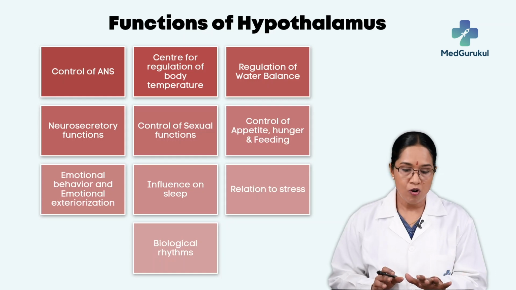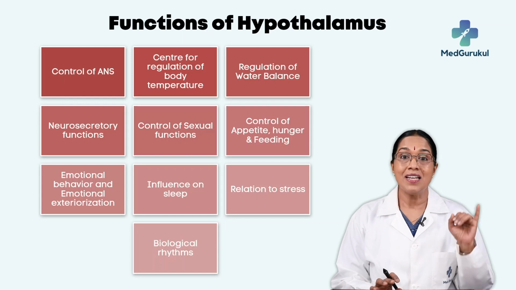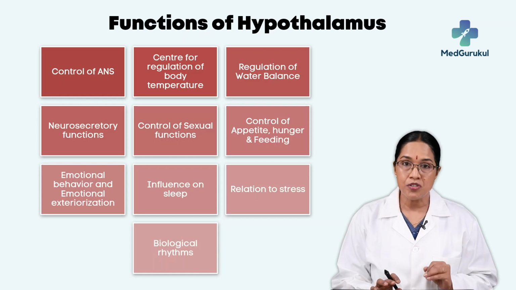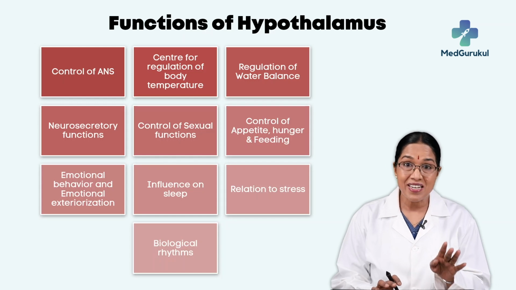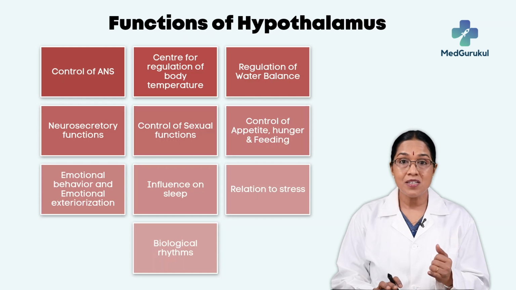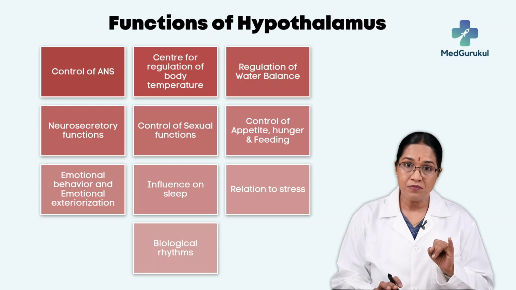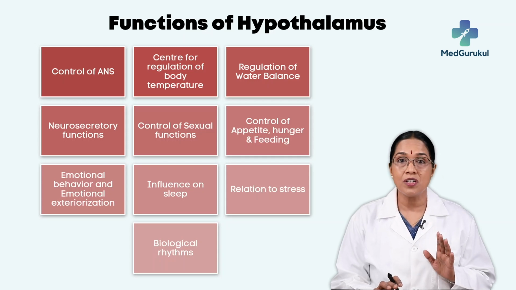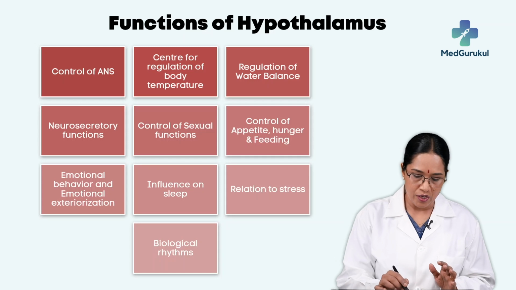How many are there? Totally 10 functions of the hypothalamus: the control of the autonomic nervous system; it's a center for the regulation of body temperature; it's involved in the regulation of water balance, neurosecretory function, control of sexual functions, control of appetite, hunger and feeding, emotional behavior and also emotional expression, its influence on sleep, the relation to stress and biological rhythm. So, these are all the functions of the hypothalamus. Now, each one by one we are going to go through in detail.